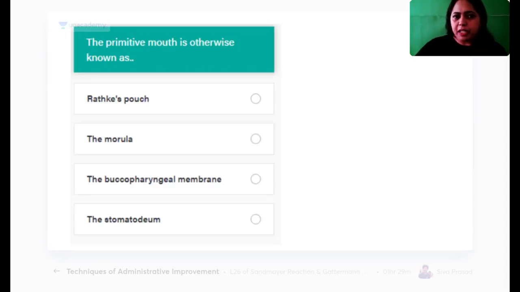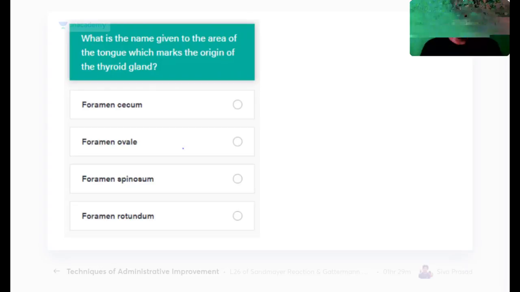Next one. The primitive mouth. I marked it and I said what it is called. Primitive mouth. What is it called? It is called stomatodeum. Okay. Next one. What is the name given to the area of the tongue which marks the origin of the thyroid gland?